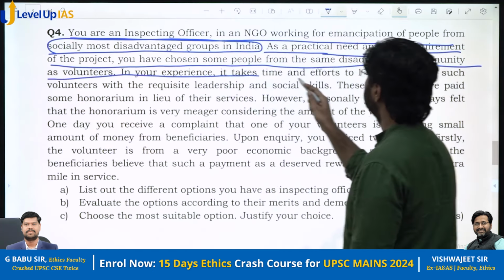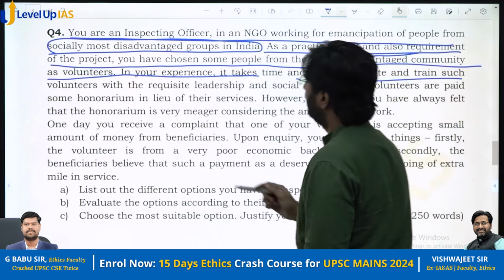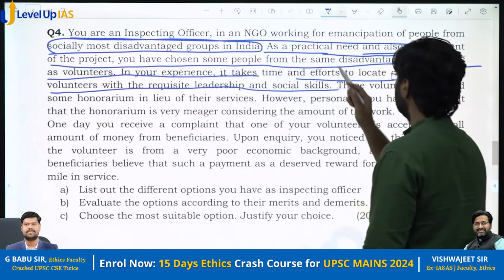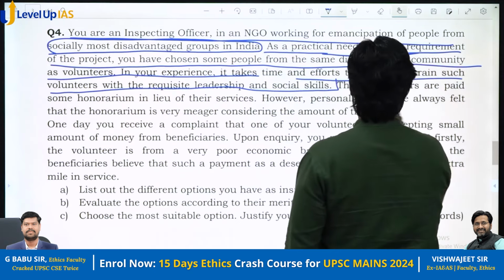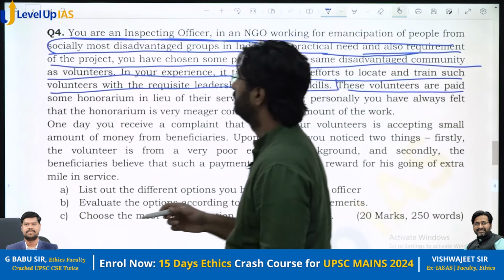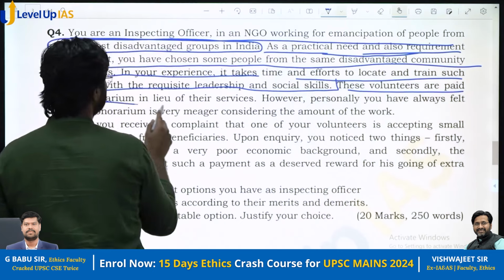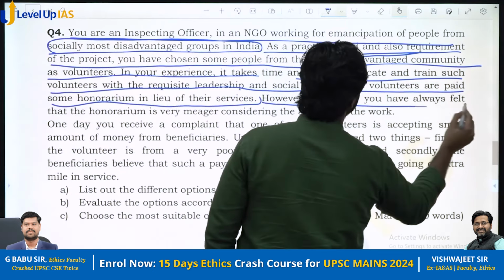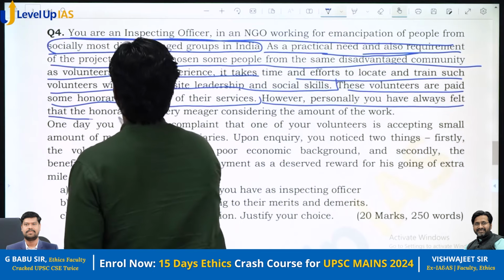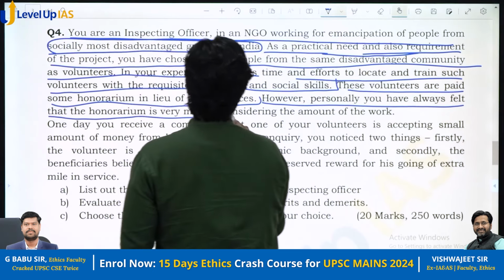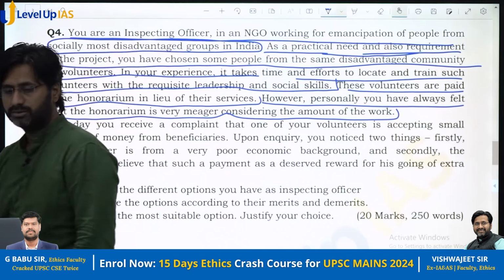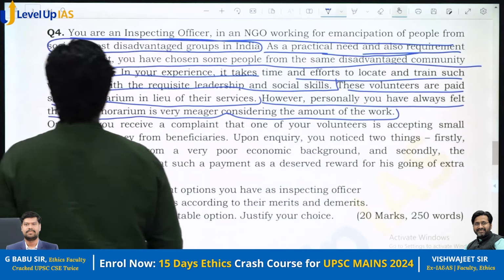In your experience, it takes time and effort to locate and train such volunteers with the requisite leadership and social skills. Now, these volunteers are paid some honorarium in lieu of their services. However, personally, you have always felt that the honorarium is very meager considering the amount of work. So their salary is already low, you are thinking. Okay, you know that.